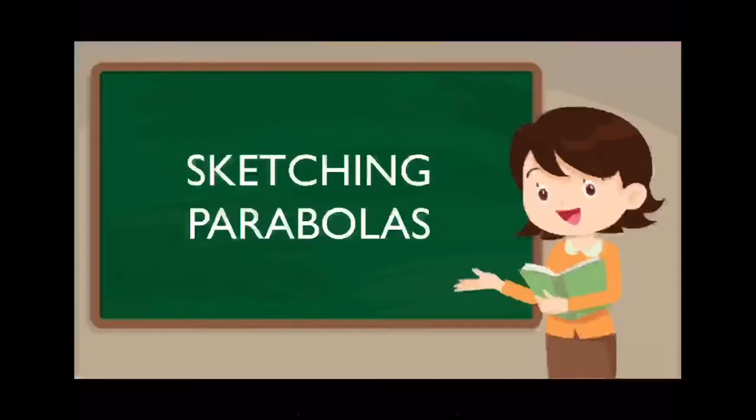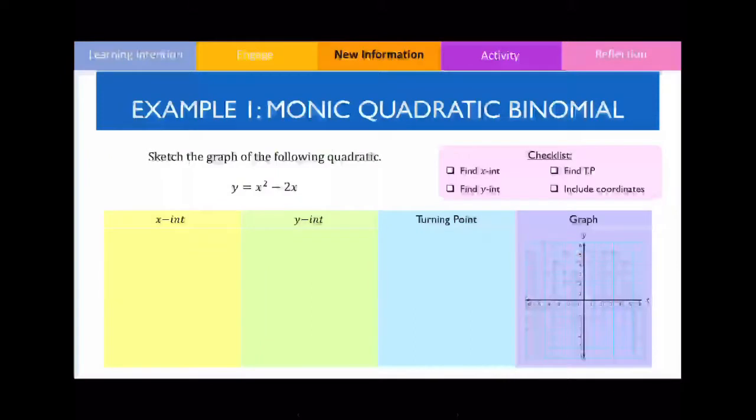Sweet. So the next thing we're going to be looking at now is sketching parabolas. In order to sketch the parabolas, we've pretty much had to find the values of your x-intercept, your y-intercept, and turning point. That's the reason why we looked at those examples. So I'm going to show you in total 4 examples, and then I'll get you to do one question together before I end today's video.